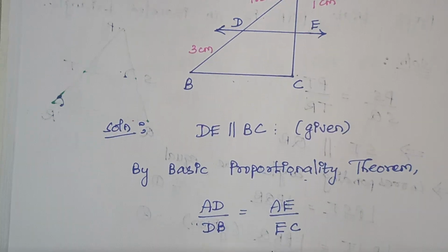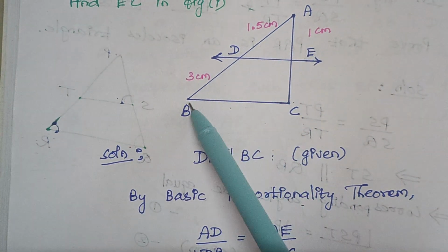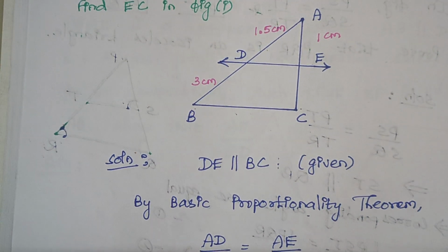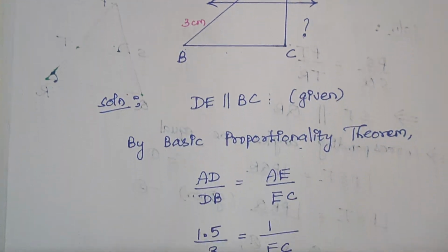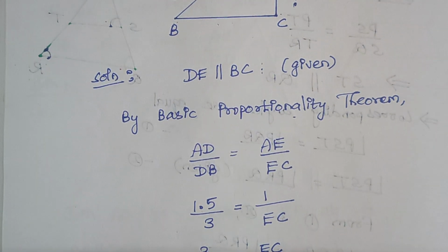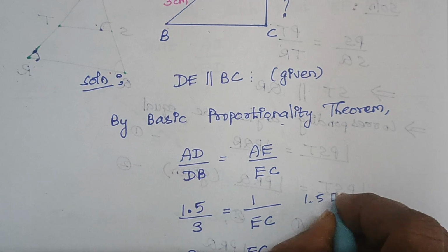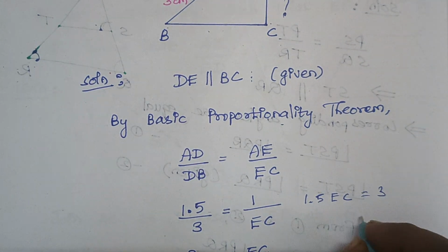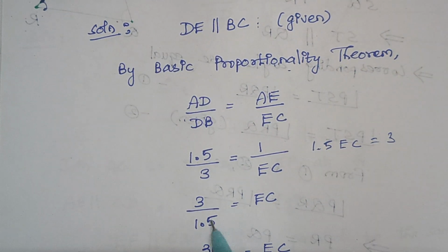So just write down the statement, and what is the value of AD? It is 1.5 and DB is 3. So here it is 1.5 by 3, and what is AE? AE is 1, and here we have to find our EC. So 1 by EC. In this case you can do cross multiplication. When you do cross multiplication, 1.5 into EC is equal to 3. Therefore, the value of EC is 3 divided by 1.5.